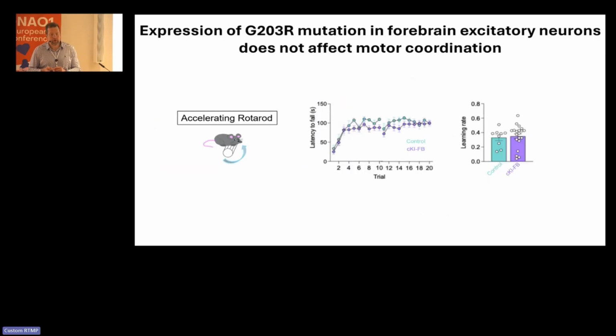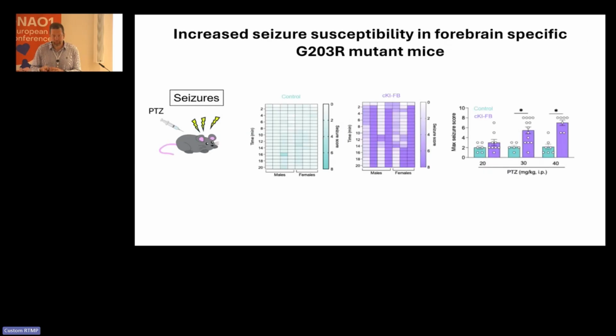Interestingly, they show no deficits in motor coordination or motor learning. And this is just an example of the rotarod test. They have no problem mastering the fairly challenging accelerating rotarod task.